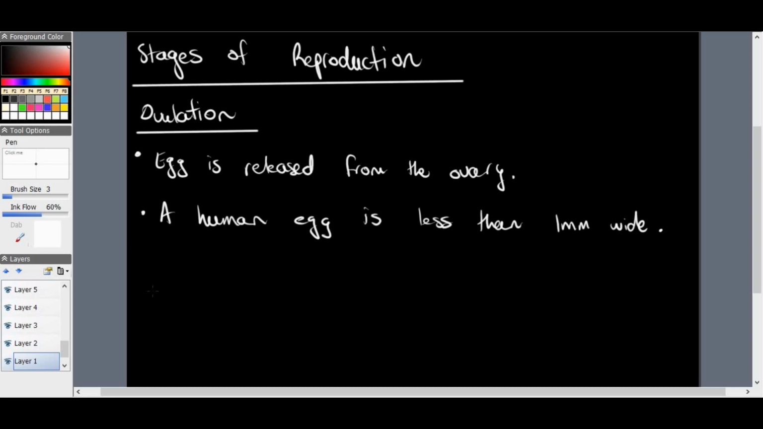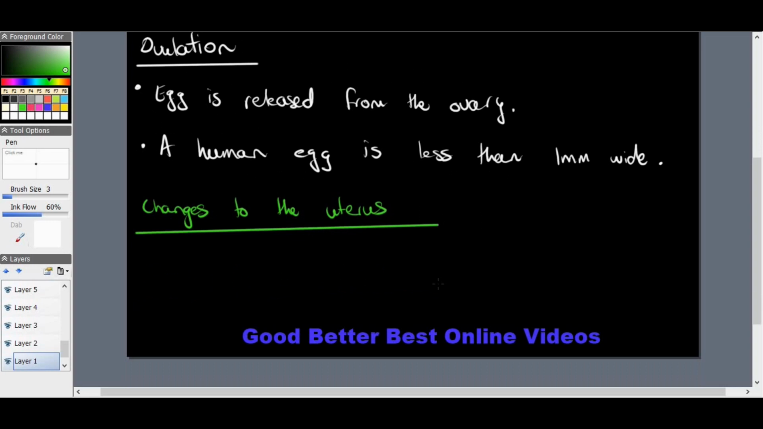Now, when ovulation happens, there are some changes that take place in the uterus. Let's see if we can fit them in here. The uterus prepares itself for the arrival of the egg in case it has been fertilized. So we can put that there: the uterus prepares itself in case the egg has been fertilized.